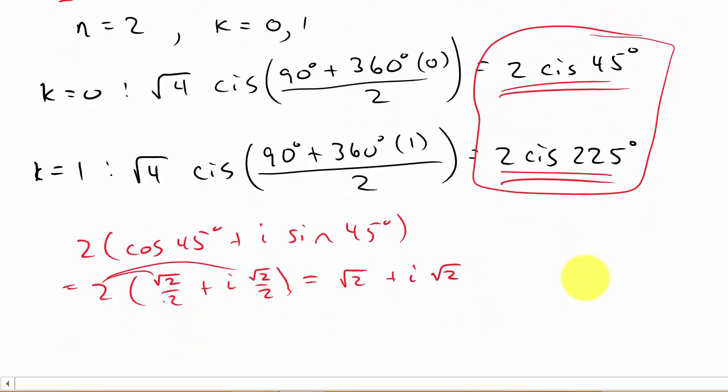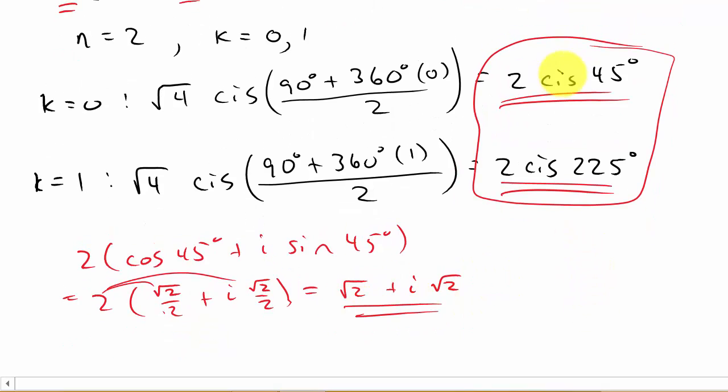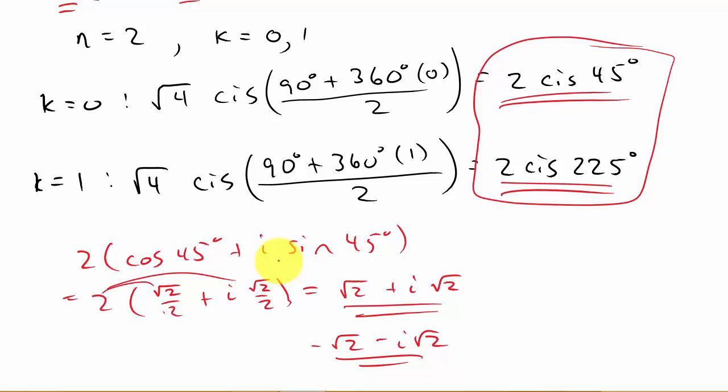So this would be this one in rectangular form, and then this one, well, that would just be negative square root of 2 minus i square root of 2. And that would be this one in rectangular form. I've got videos on how to go from trig form to rectangular form, on complex numbers, you can check those out. All right, so that's what you do.